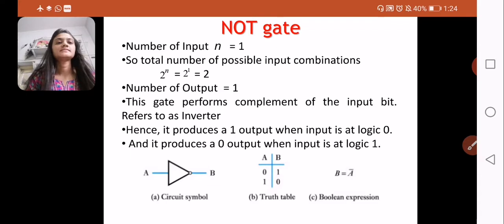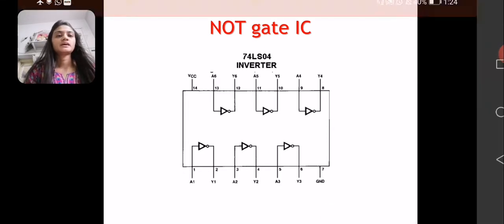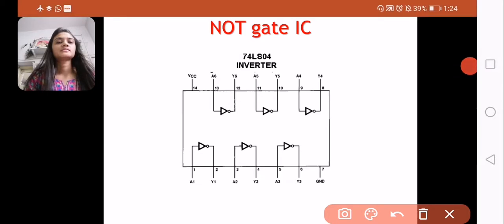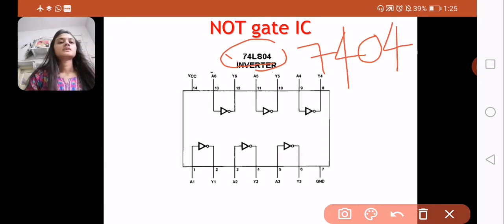Now let us see the IC of NOT gate. IC means integrated circuit. Whenever you want to use a NOT gate in any project or in any circuitry, then in the shop you have to ask the IC number. You cannot ask, give me NOT gate. So you have to remember IC number 74LS04. You can simply ask in the shop 7404. You have to skip LS, right? So 7404 IC is for the NOT gate.